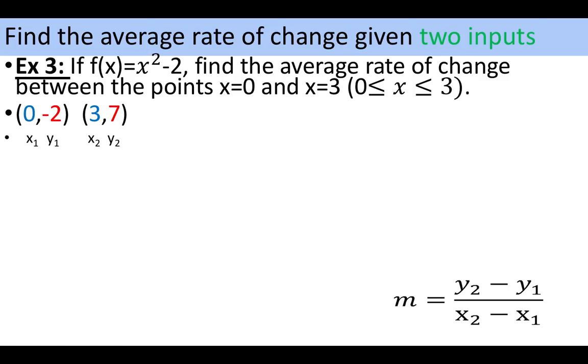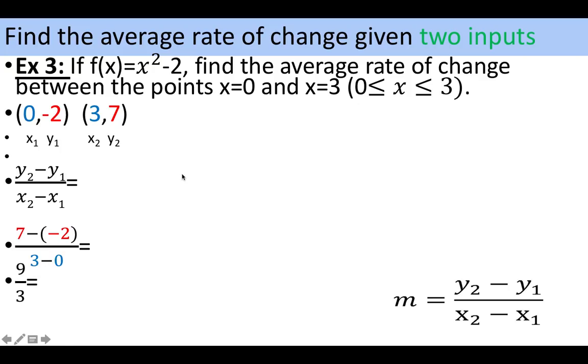Alright, my next step is I usually label my points as x1, y1, x2, y2. Now, to find the average rate of change, we are basically finding the slope. So good, I'm going to find my slope, substitute. When you substitute, you must be careful that you are preserving your signs. And remember, a negative next to a negative, the double negative always becomes a positive. So right here we're going to have 7 plus 2. 3 minus 0 is just 3. So we get 9 divided by 3. The answer is 3.